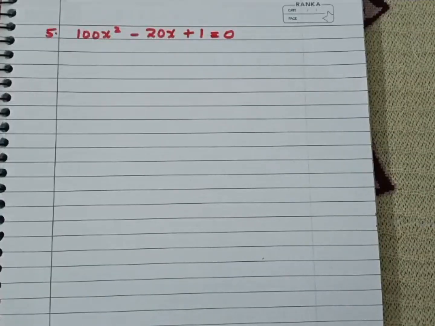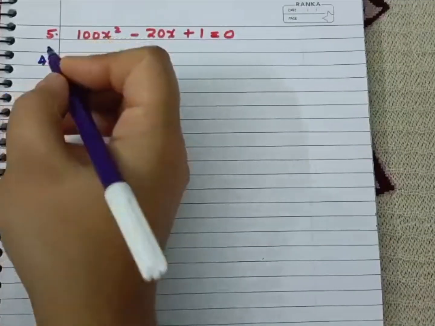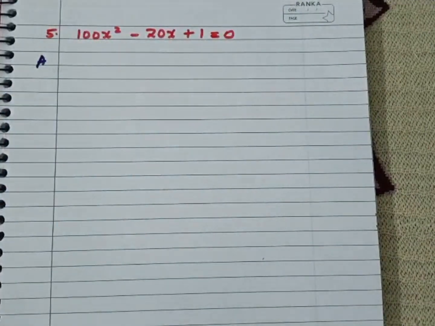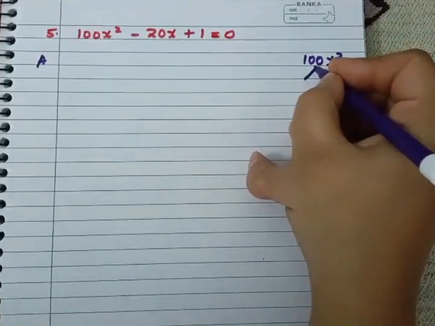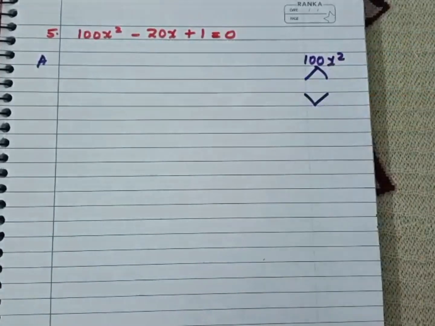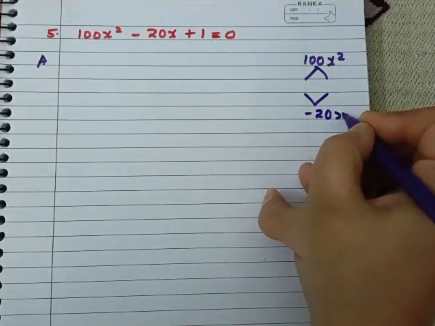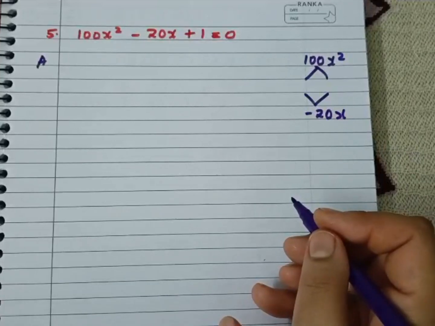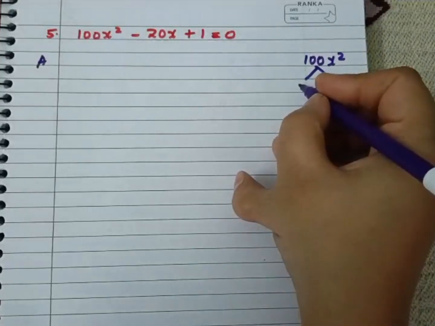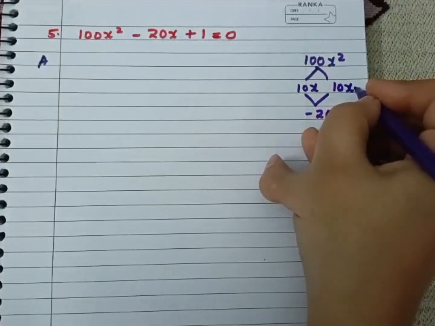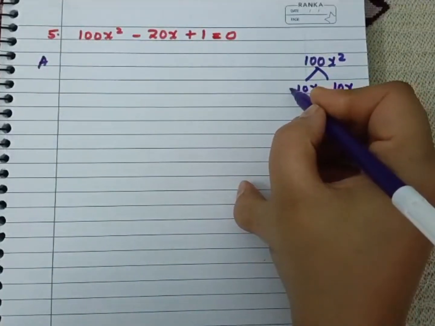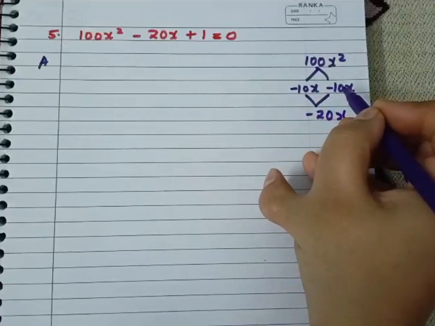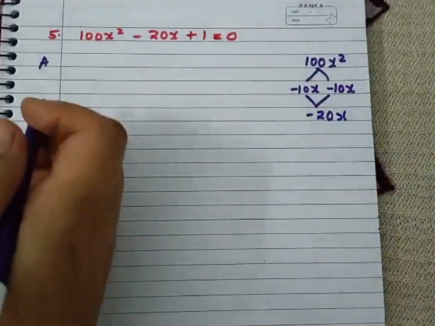So the fifth question is 100x square minus 20x plus 1 is equal to 0. 100x square into 1 is 100x square. If you multiply, we have to get 100x square. If we add or minus, I have to get minus 20x. So how we are going to get 100? That is 10 tens are 100. 10x into 10x is 100x square. Now here minus sign is there. So I'm going to write minus into minus as plus. 10 plus 10 is 20 and x. Okay.